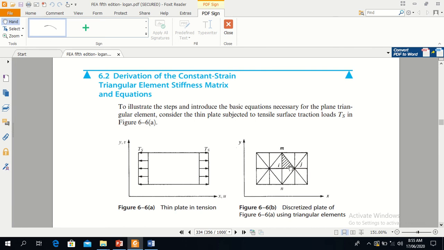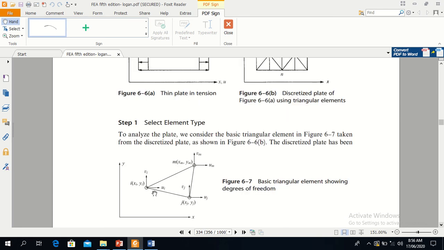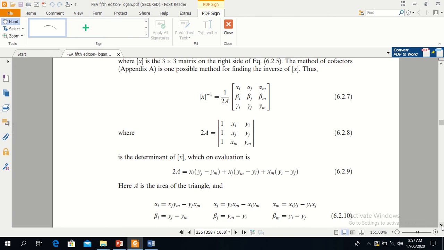So you can see in this figure that it has been discretized into triangular elements, and we have selected one triangular element which has three nodes I, J, and M. 2D element has three nodes I, J, and M, and each node has 2 degrees of freedom. That means each node can move in x or y. So x displacement is represented by u and y displacement is represented by v.